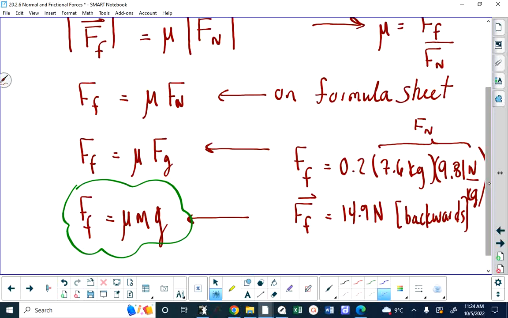Everybody, this is physics. This is just math. This is your understanding of what's going on here.